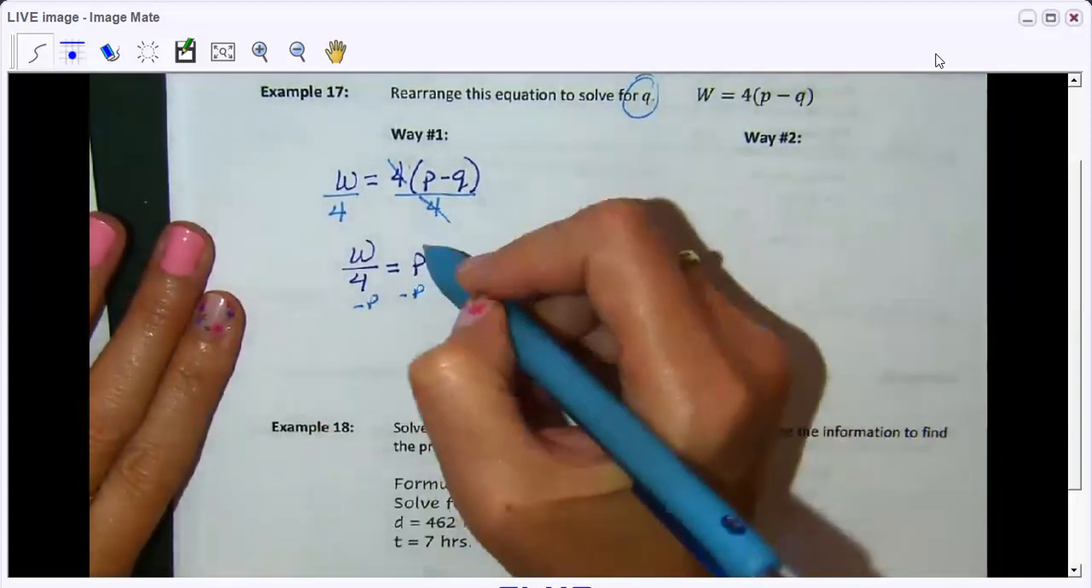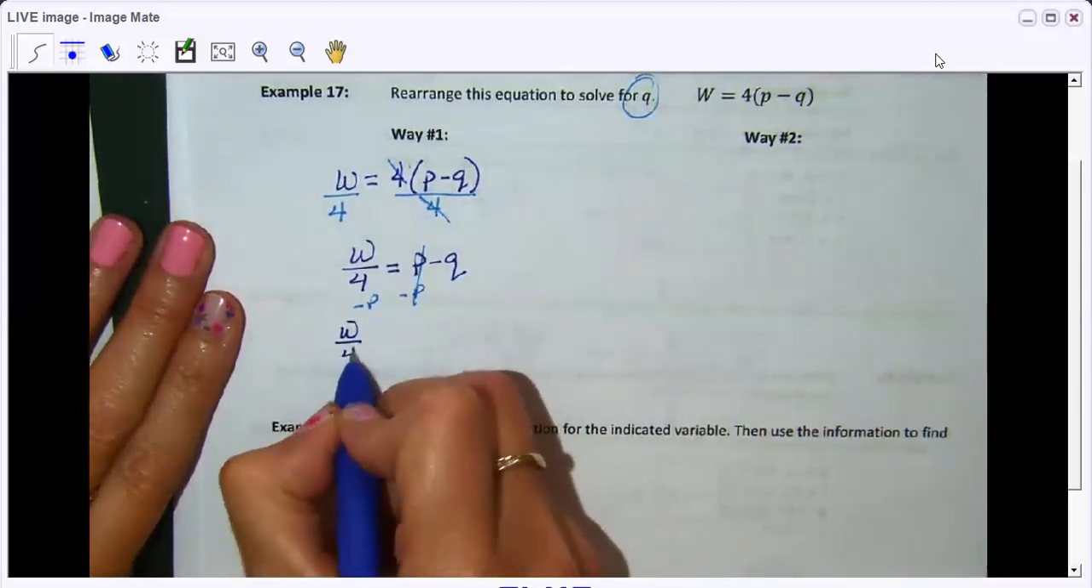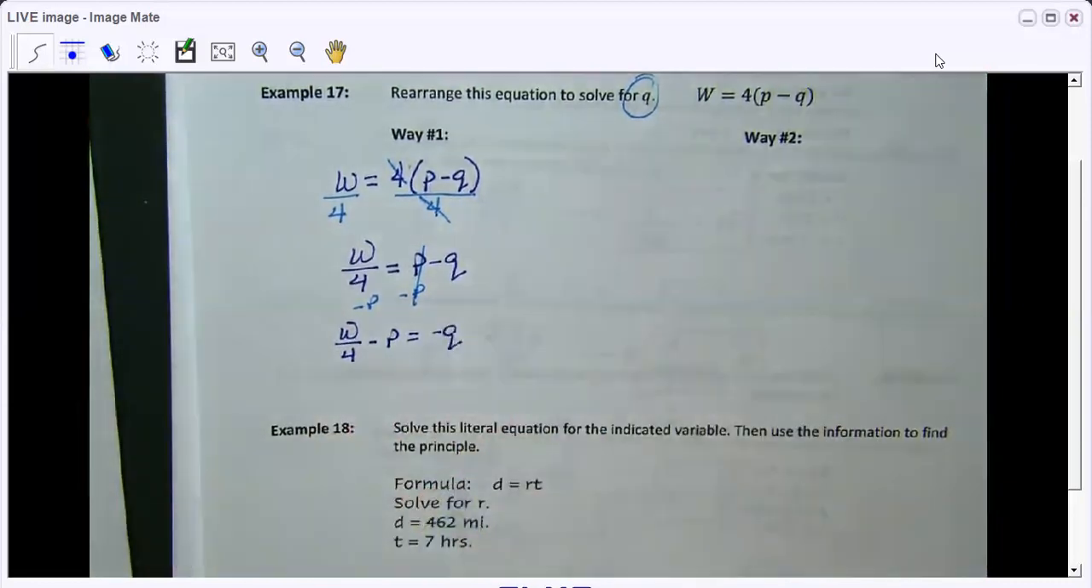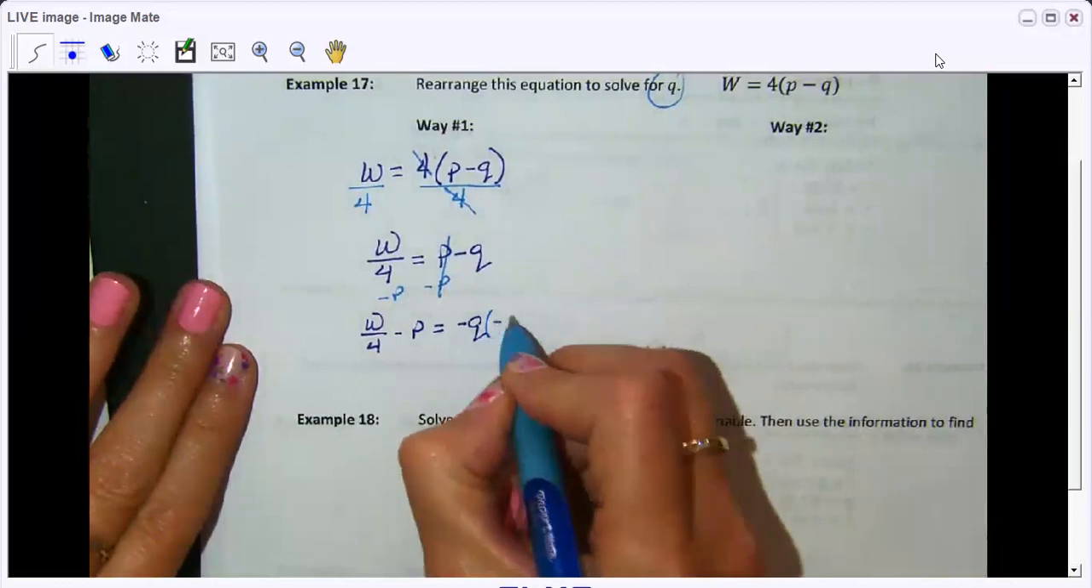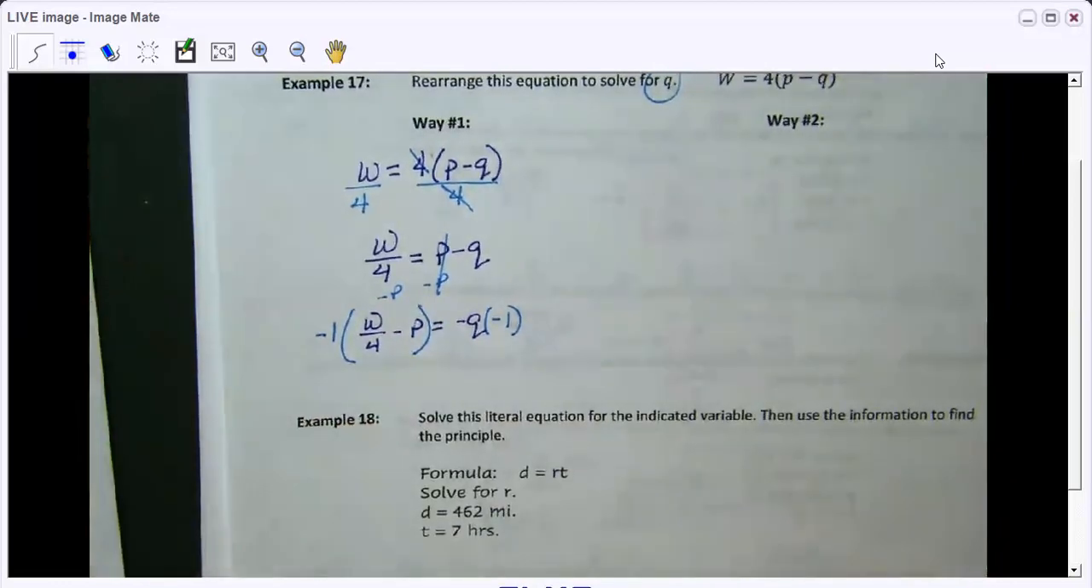Now, when you're subtracting that, you have W over 4 minus P equals a negative Q. Oh no, we have a negative. To get rid of this negative 1Q, what do we have to do? Divide by negative 1, or you can multiply both sides by a negative 1. Either way it works.